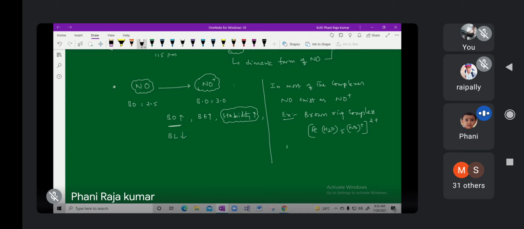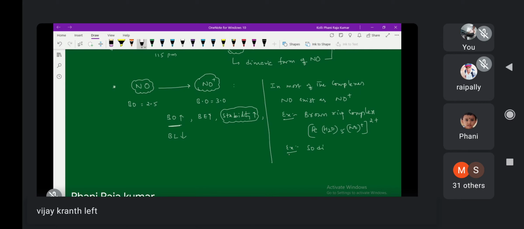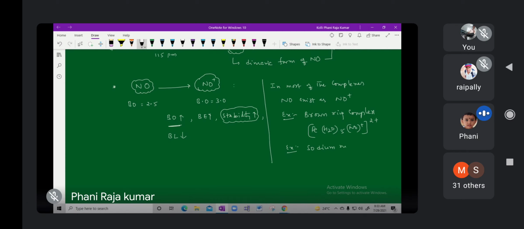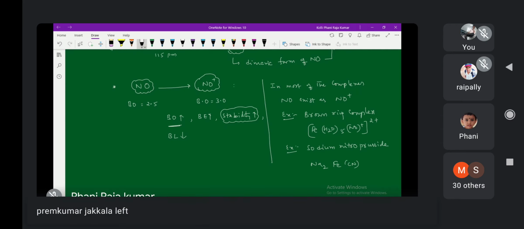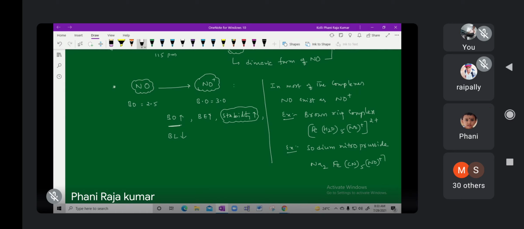One more example, sodium nitroprusside, which we are using for detecting sulfides, Na2[Fe(CN)5NO].